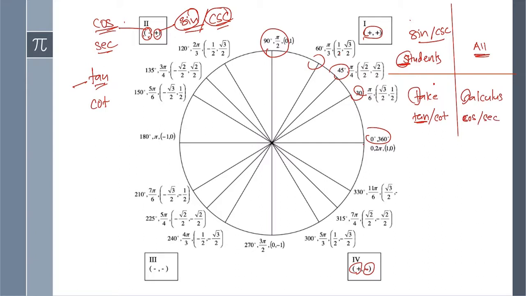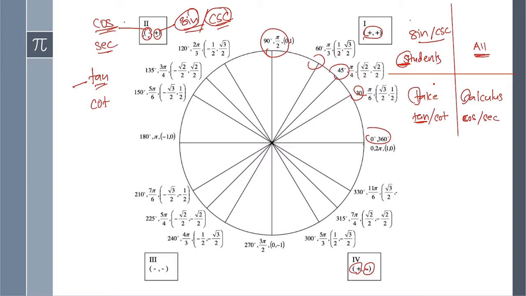So the summary is, in the first quadrant, all functions are positive. In the second quadrant, sine and cosecant are positive. All other four are negative. In the third quadrant, tangent and cotangent are positive. All other four are negative. In the fourth quadrant, cosine and secant are positive. All others are negative.